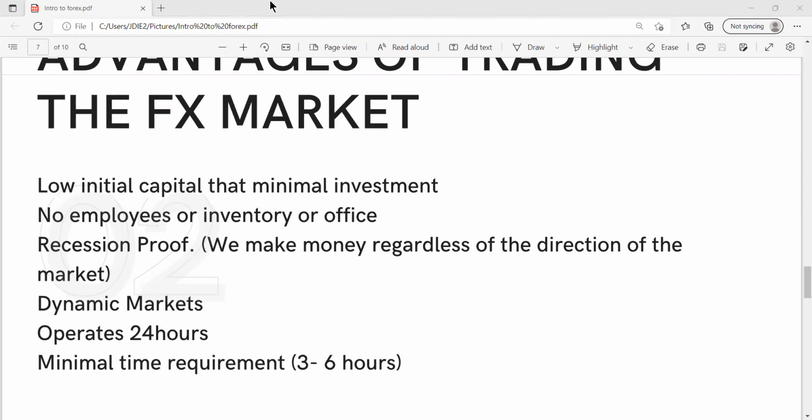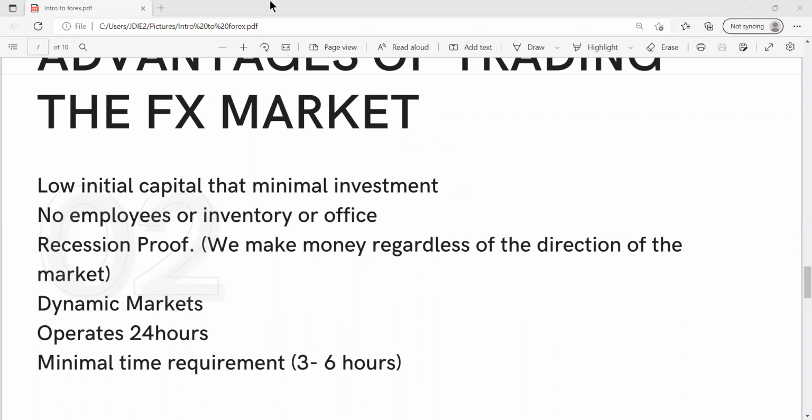And then another thing is that the market operates 24 hours. So in a day, you're having a whole 24 hours to place trades. So even when people are sleeping, you can place a trade and then make money. That is how good the forex market is. You can place a trade, and then when you wake up, you would be making money. You'll be in profit.